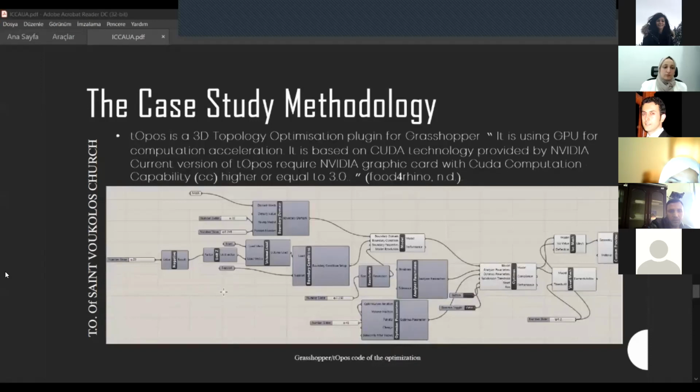From here on, Grasshopper's Topos plugin has been used. Topos is a 3D topology optimization plugin for Grasshopper. It's using GPU for computational acceleration. It's based on the technology provided by MVI. Here we can see our Topos code.